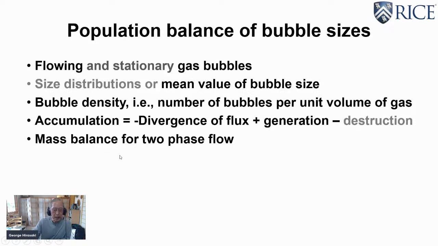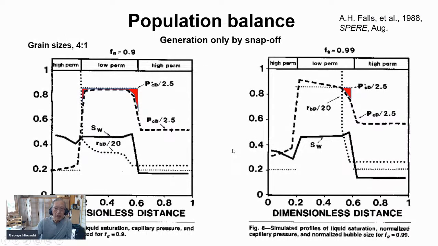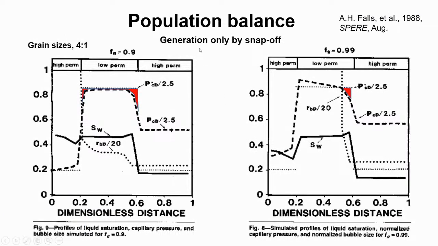We also have the mass balance for two-phase flow, which is just a Buckley-Leverett expression for gas-water flow. So this is our population balance simulation, where we have generation only by snap-off. We have profiles as a function of dimensionless distance, 0 to 1. This would be the inlet, and this would be the outlet. The permeability would be high in the first section, then a region of low permeability, and then a region of high permeability. And then this scale will be between 0 and 1.